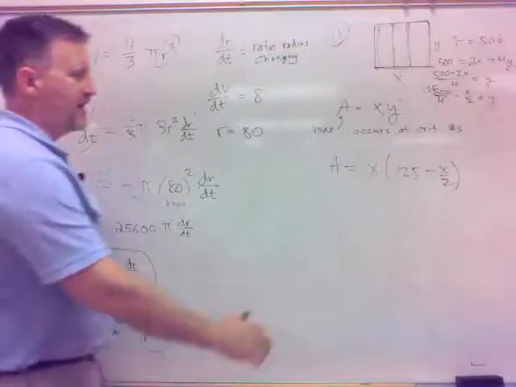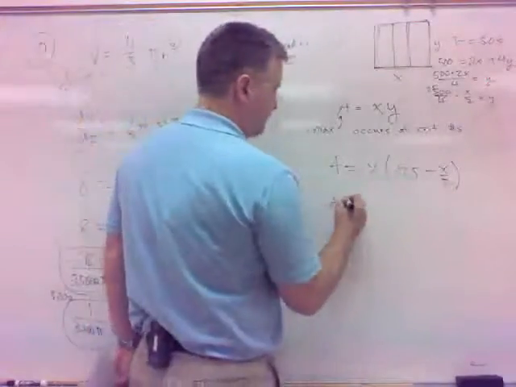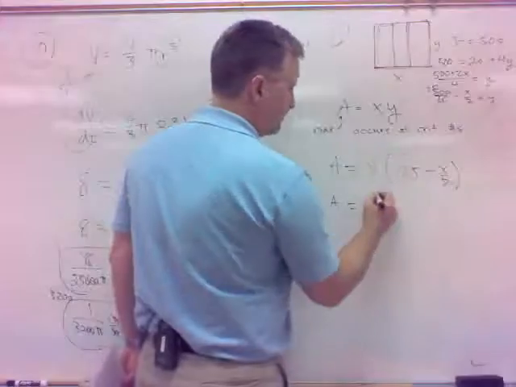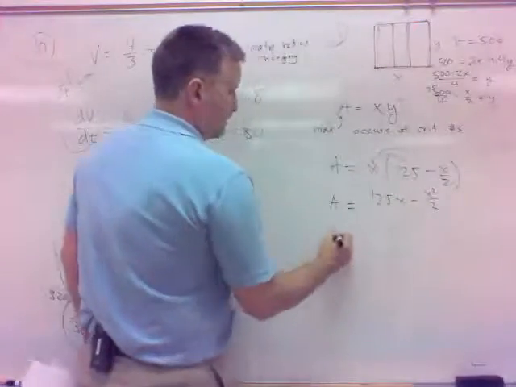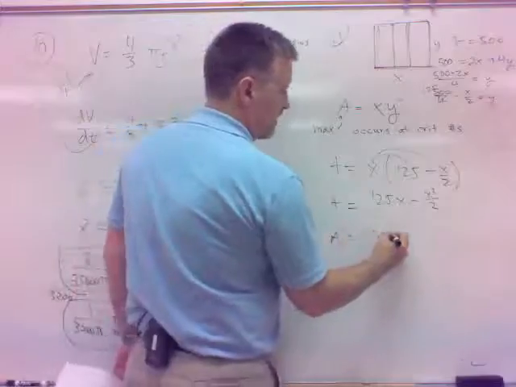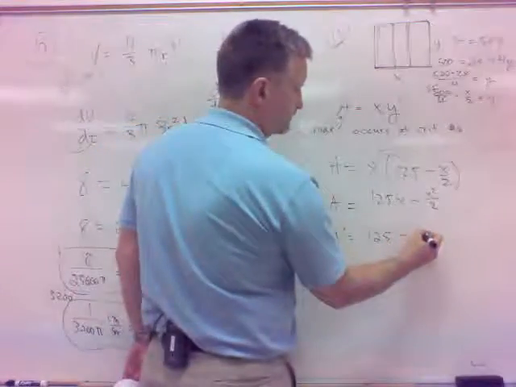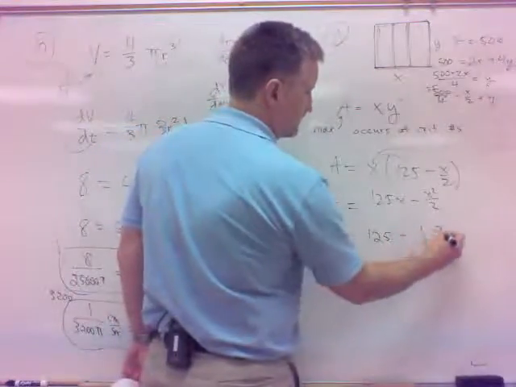All right, so now this is a nicer one to get the derivative of. Distribute your x, so it'll be 125x minus x squared over 2. So the derivative then would just be 125 minus, it'll be a half times 2x, which will just be x.